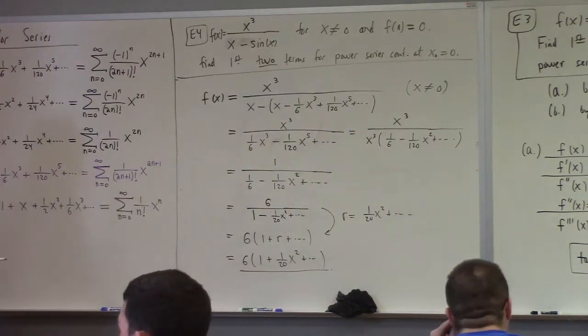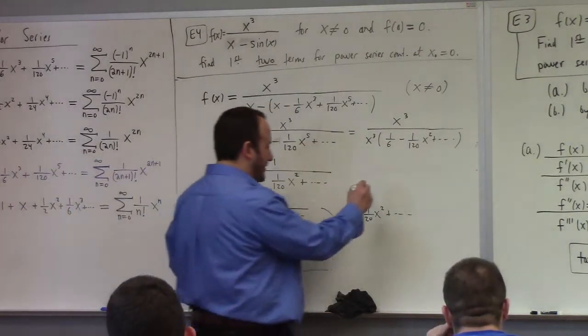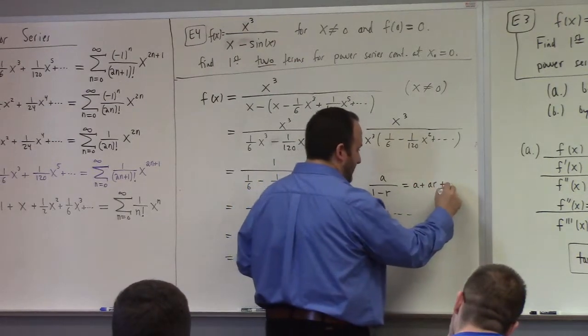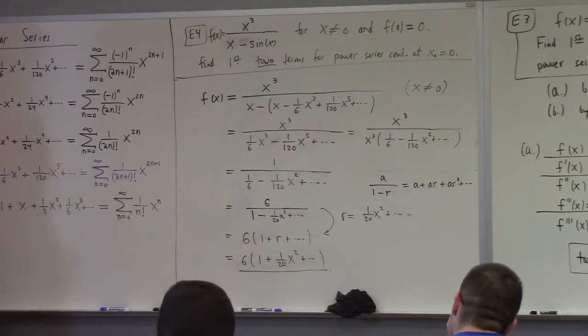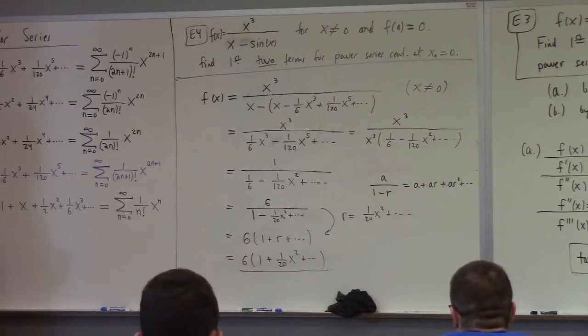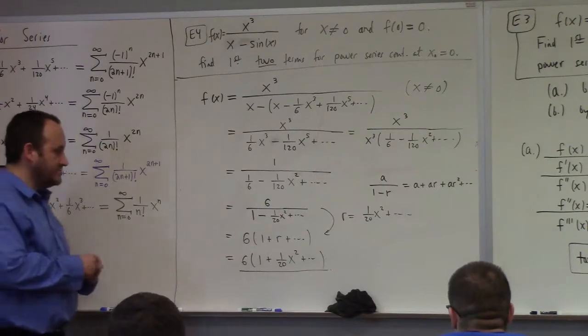I don't understand how you went from this step. I'm identifying it as A over 1 minus R, which we know is A plus AR plus AR squared plus dot, dot, dot. So A is 6, and R is 1/20th times x squared plus stuff. And if you think about R squared, it starts at x to the 4th. Think about R cubed, it starts at x to the 8th. So the first two terms are like what?